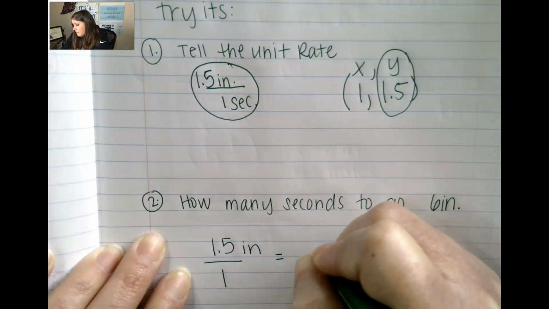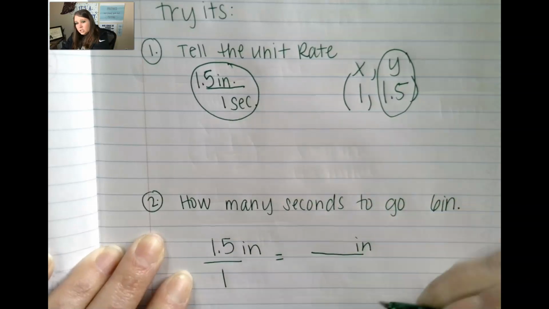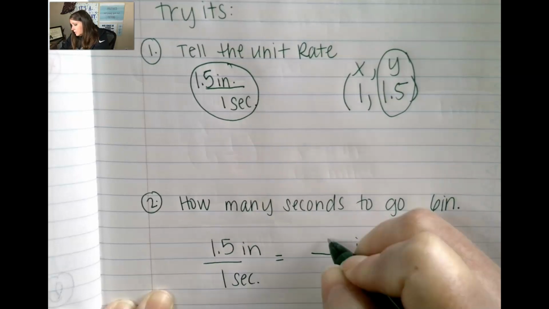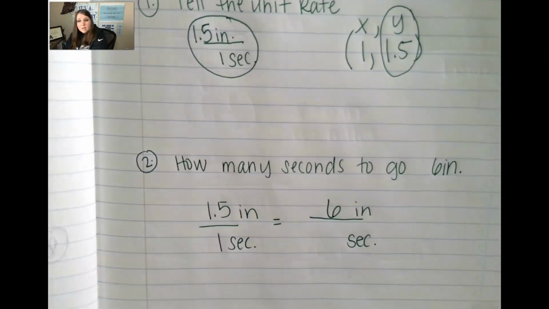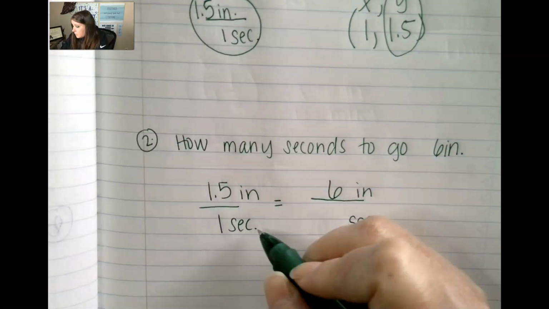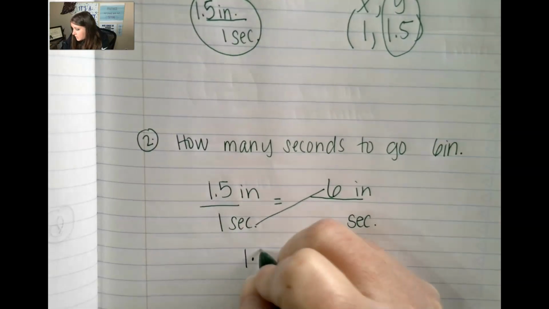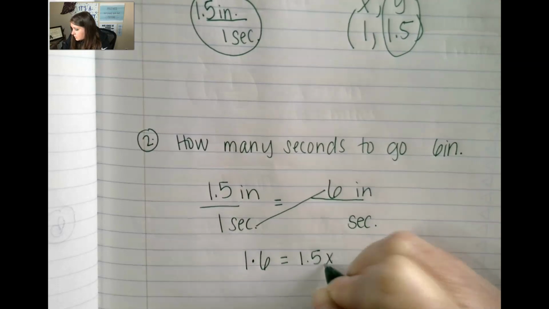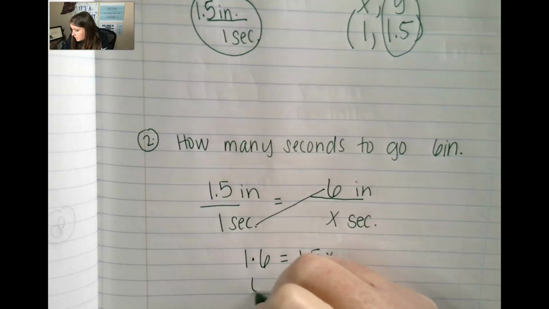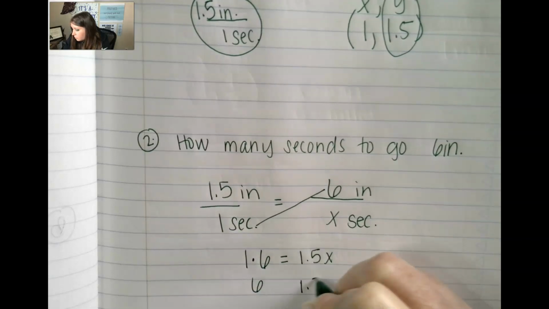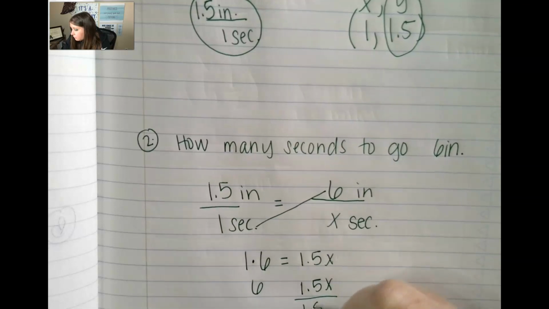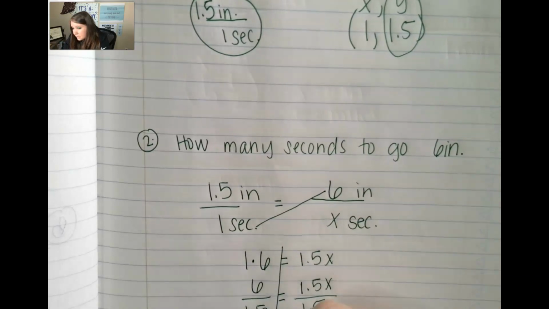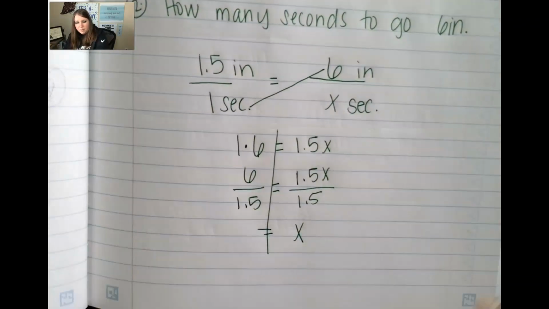Again, I have inches. I want to match that up to inches. Inches, inches. Seconds. Seconds, I'm going 6 inches. So I'm going to cross multiply and then I can divide. So I can cross multiply. 1 times 6 is 1.5x. So this is 6 and 1.5x, divide by 1.5, divide by 1.5. And this gives me x equals, oh my gosh, I'm so far off the page you can't see.